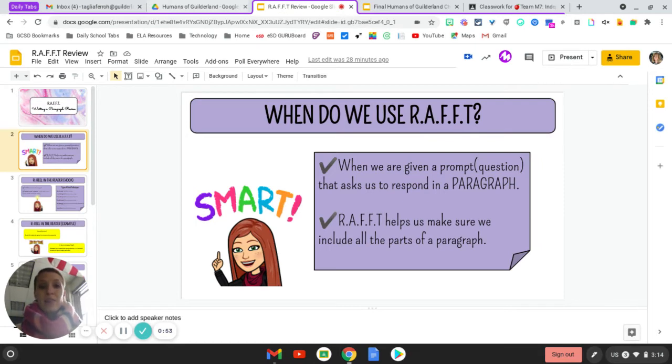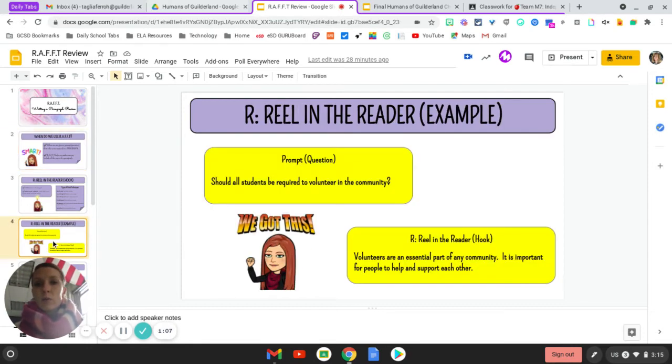Anytime you're asked to respond to a question in paragraph form, you could use our RAFFT outline. The reason is because it helps us make sure that we've included all the parts of a paragraph, that we haven't left anything out, that we've included evidence to support our ideas, and that we've been clear with what we want. So this week, we just want to review the first two steps, because last week, when we wrote a full paragraph, it seemed that we needed a little extra practice with just the small pieces.